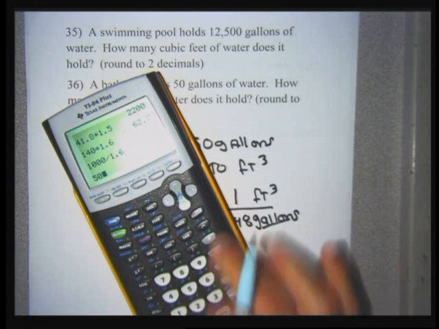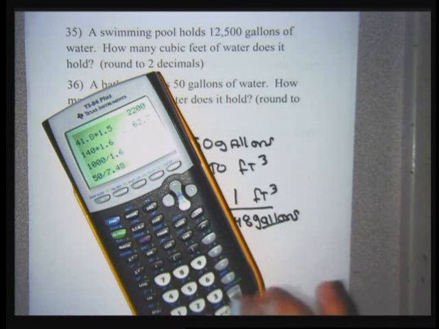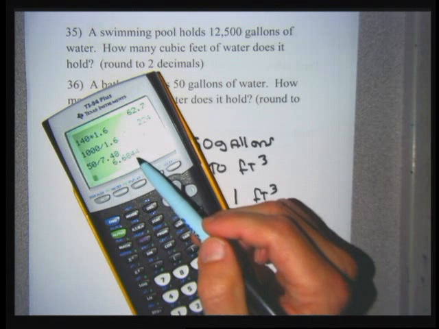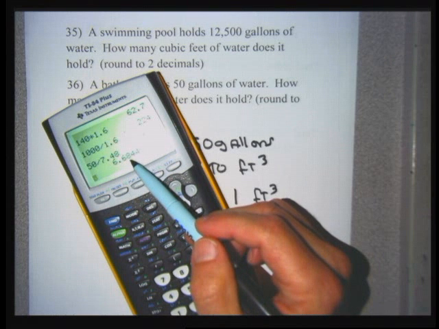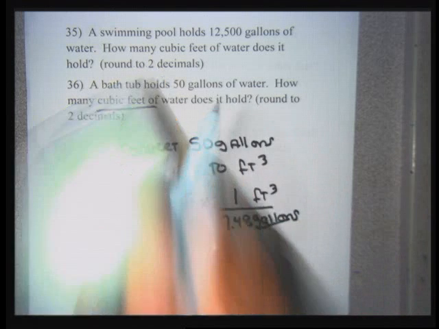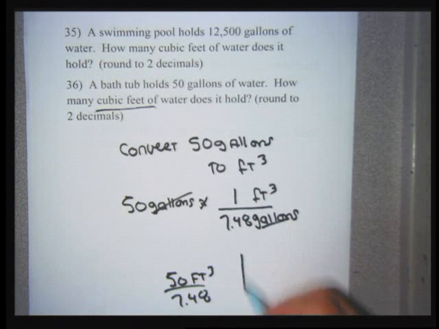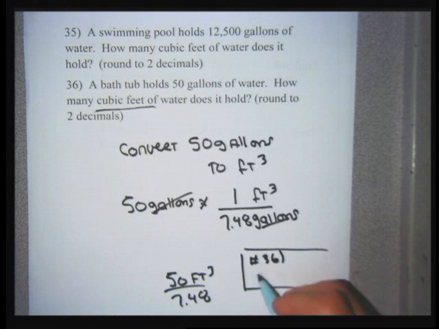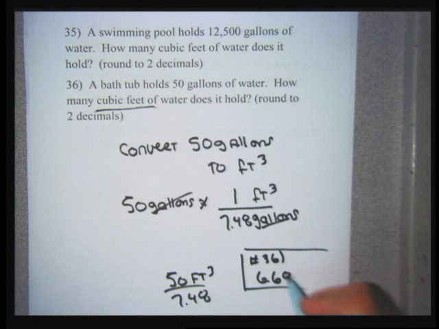So 50 divided by 7.48, and I get 6.684, and that 4 tells me I don't have to round that 8 up to a 9. If that 4 was a 5, I'd write 6.69, but I'm just going to write 6.68 and then cubic feet. Either the symbol for cubic feet or the words. For me, it's quicker to write the symbol, but you can certainly write the words cubic feet instead of writing a feet with an exponent of 3. 35 should work exactly the same way.